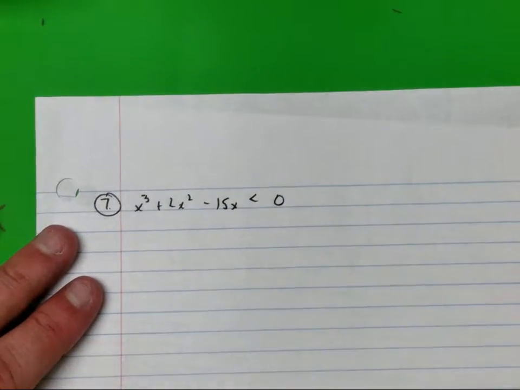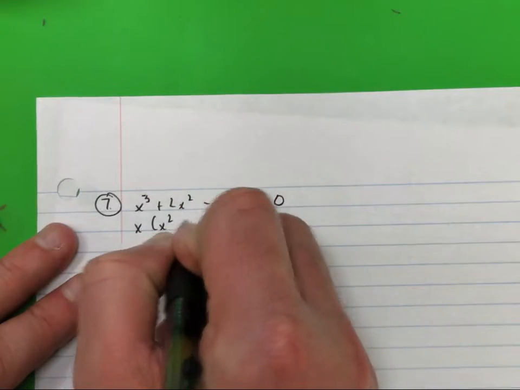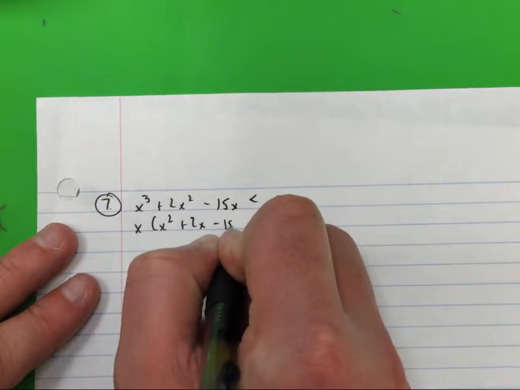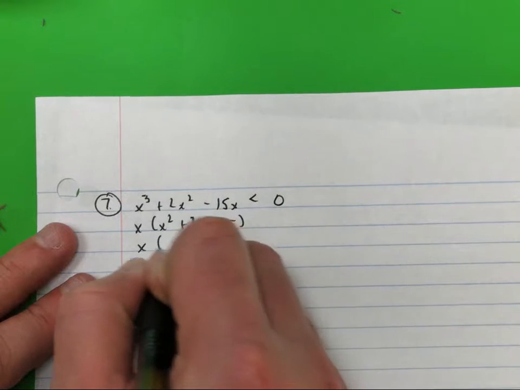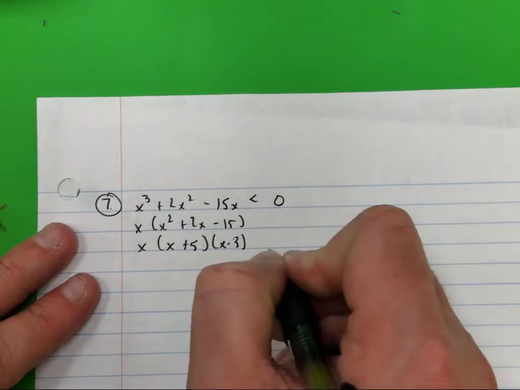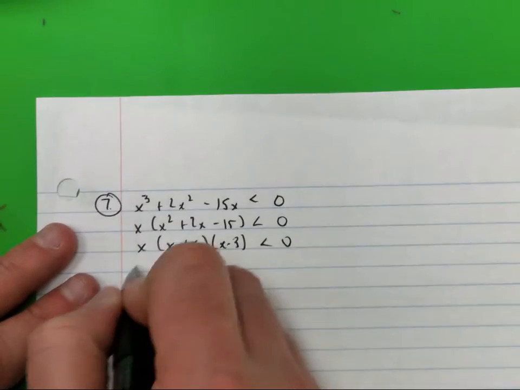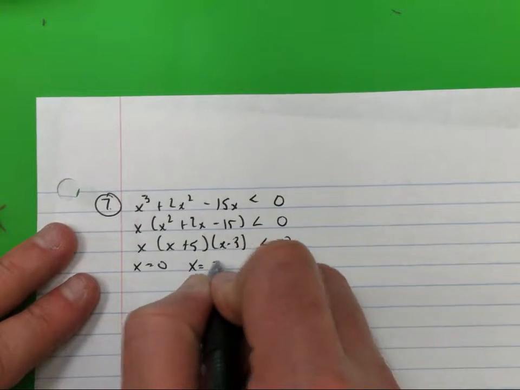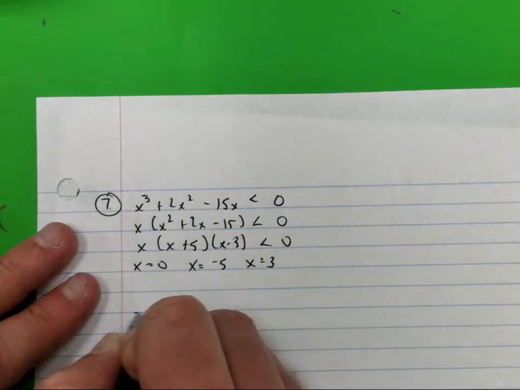First thing I'm going to do is try to factor. I can take an x out. That leaves x squared plus 2x minus 15. Easy. X plus 5, x minus 3. My zeros are 0, negative 5, and 3.